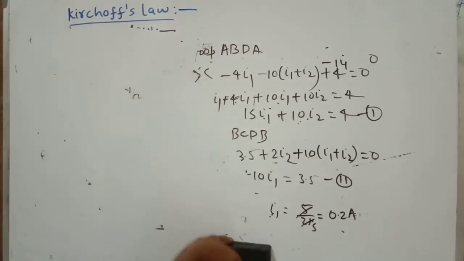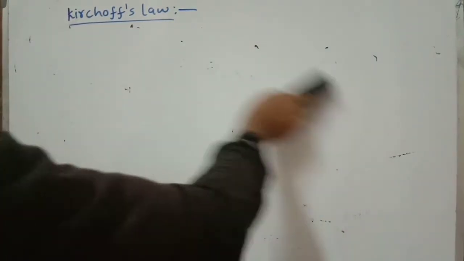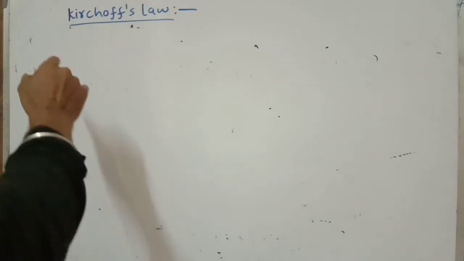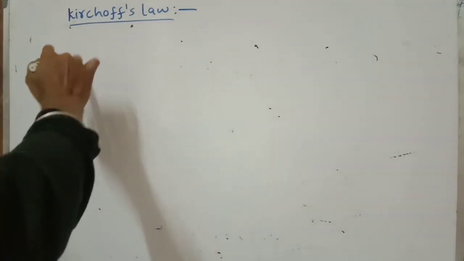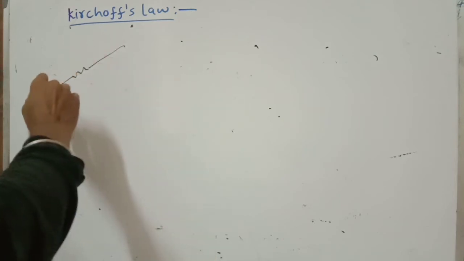So let me consider another example also, where you can find the current in every branch. Here I am showing only current distribution, and now you can do the Kirchhoff's voltage loop law at home. So now I am just drawing a circuit.